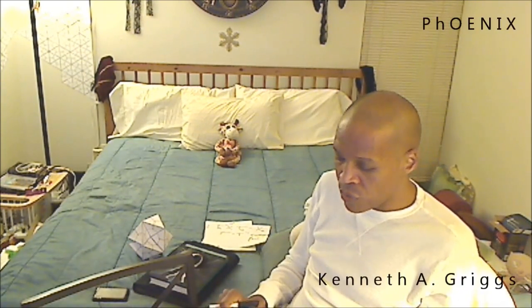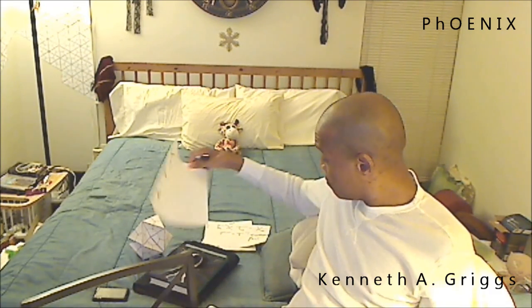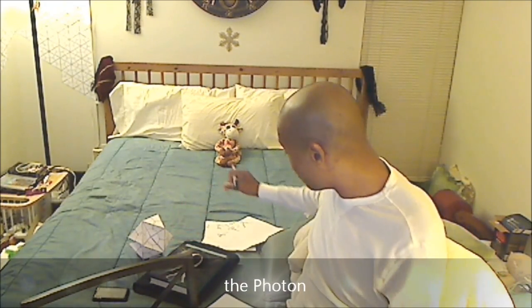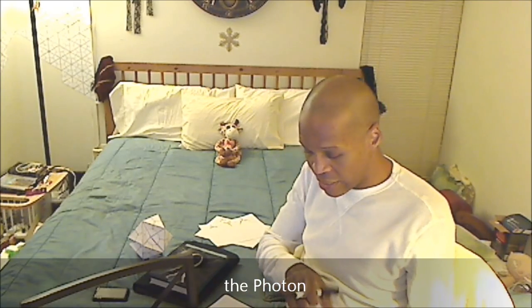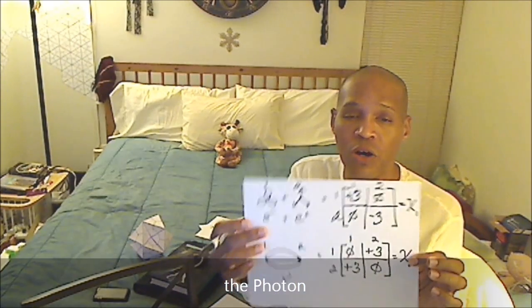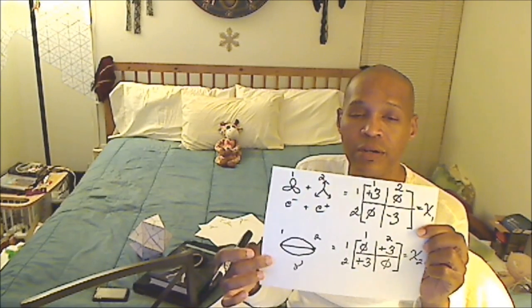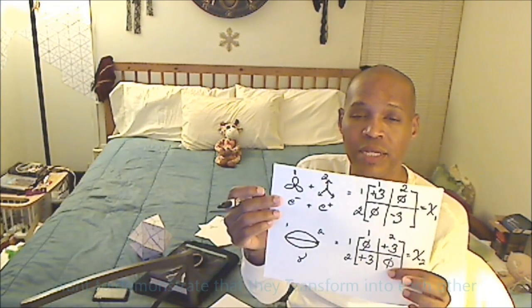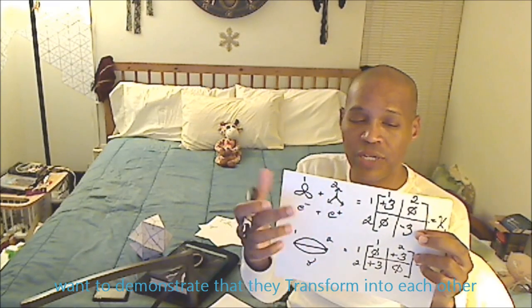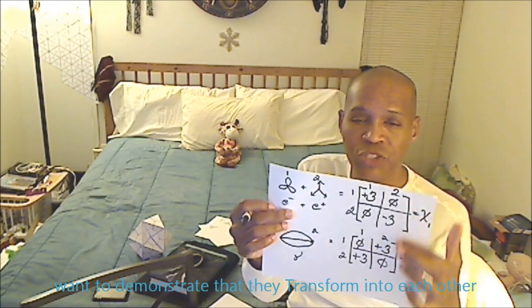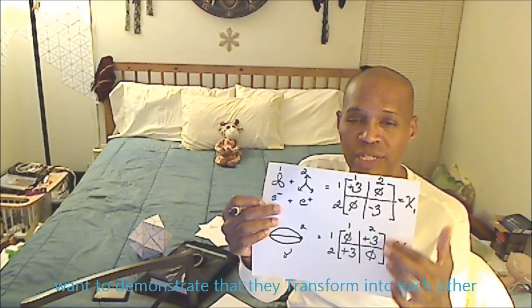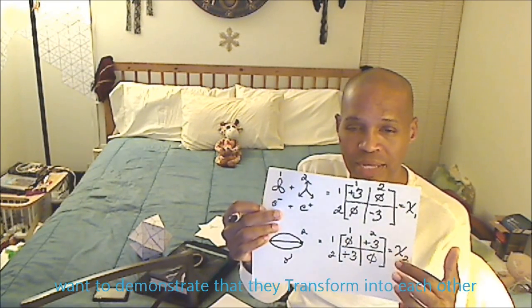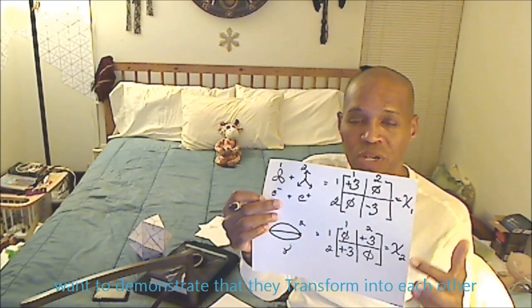So let's do the neutrino. That's a good one. We're going to do the neutrino next, but first we're going to go back to the photon, because that's the reason why we did the matrices the way that we did. Recall that the photon here has this matrix, and the electron and the positron here have this matrix. We want to demonstrate that there is a transformation that actually exists between the two, that this can in point of fact become this, and this can in point of fact become this.